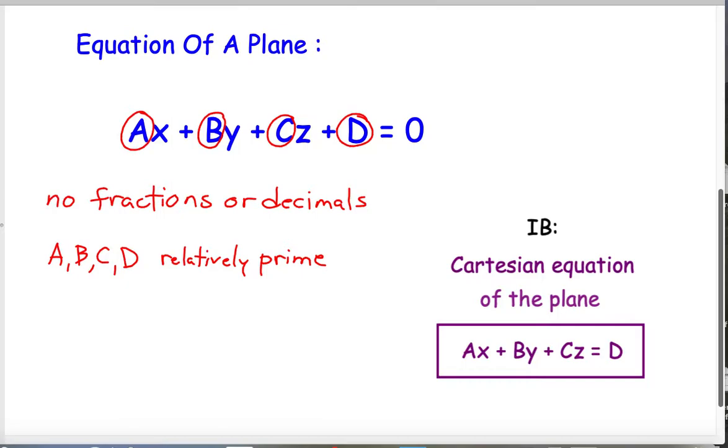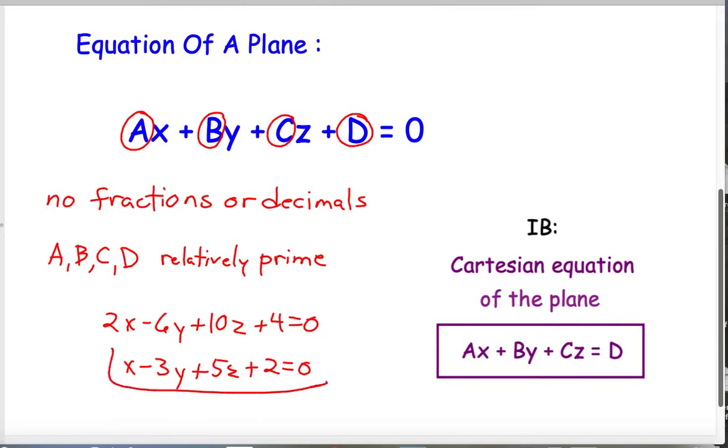So for example, if we had 2x minus 6y plus 10z plus 4 equals 0, we could divide everything by 2, and so we get x minus 3y plus 5z plus 2 equals 0. And that's the form we want to leave it in. We don't want to leave it in that form with a common factor that we can factor out of everything.